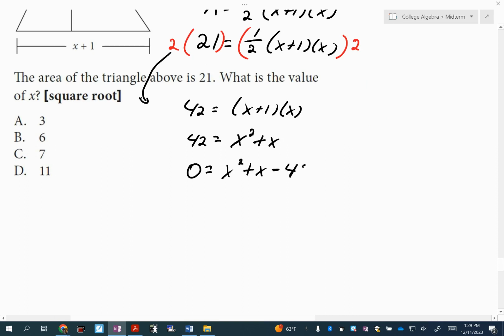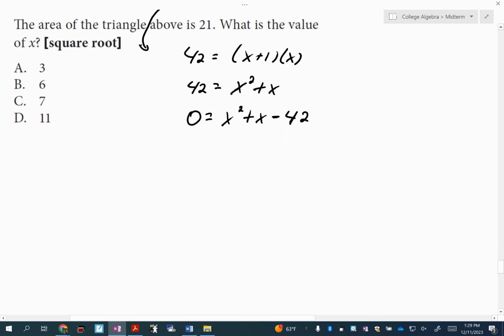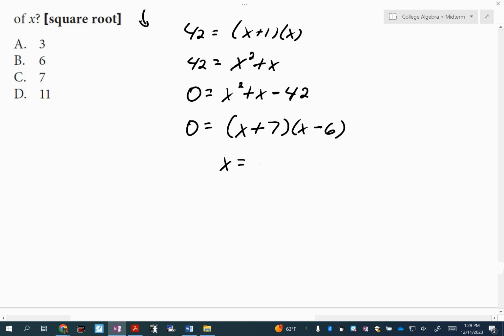So that's minus 42. Factors of negative 42 that add to 1 are going to be 7 and negative 6. 7 times negative 6 is negative 42. 7 plus negative 6 is 1. So my answers are negative 7 or 6.